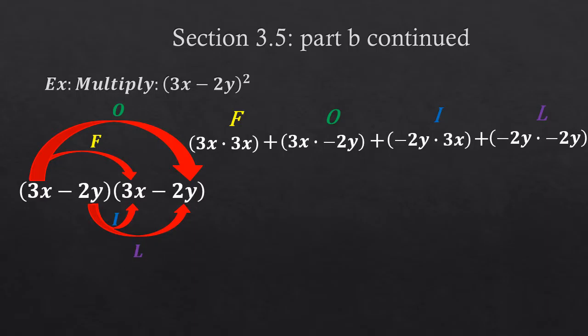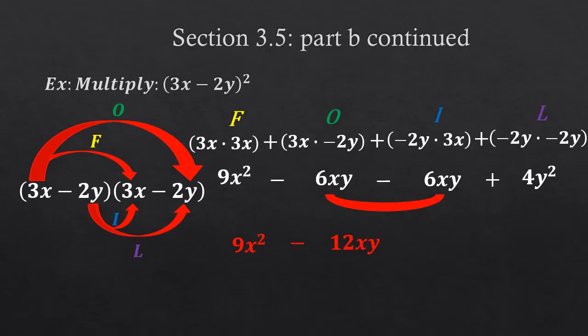Apply the multiplication. 3x times 3x is 9x squared. Positive 3x times negative 2y, negative 6xy. Negative 2y times 3x is negative 6xy. And negative 2y times negative 2y is positive 4y to the second power. Bring your first term down. Remember that the middlemost terms are always going to be like terms, so if you combine them together, both of them having the same signs, add and keep the common sign, that's negative 12xy, positive 4y squared.